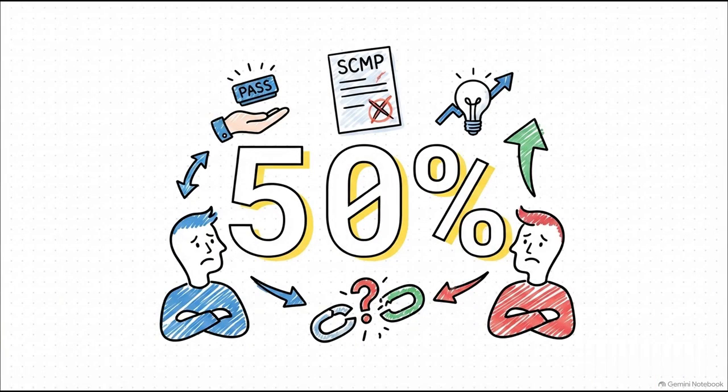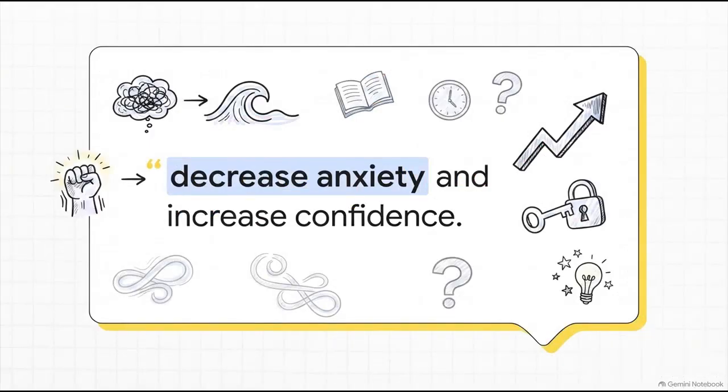Get this. 50%. According to the source material, roughly half of all people who take the SCMP exam end up failing. Wow. But here's the kicker. The main culprits aren't necessarily a lack of knowledge. It's usually test anxiety and a major lack of confidence on exam day. That's a huge hurdle, right? But the good news is, it's completely preventable.